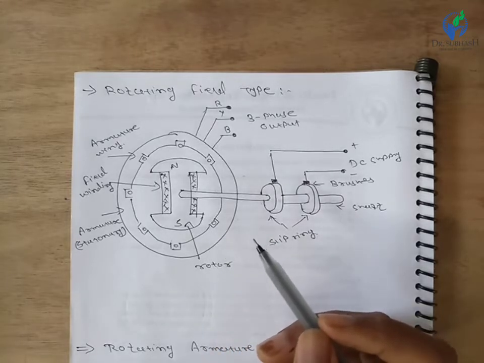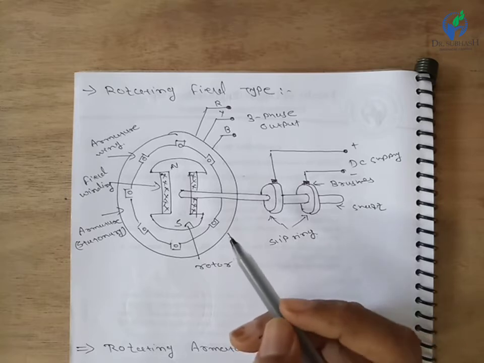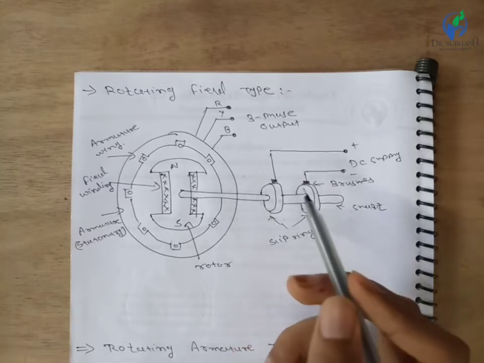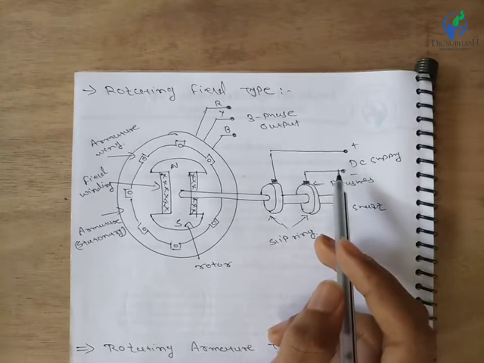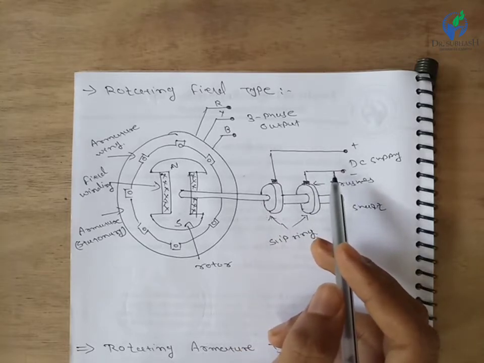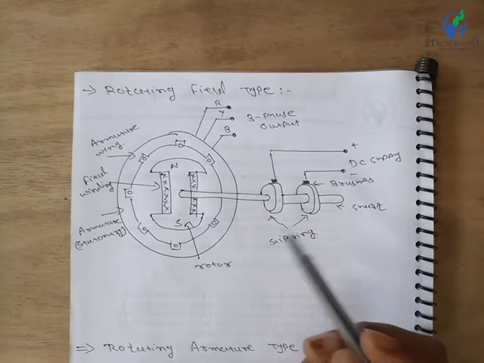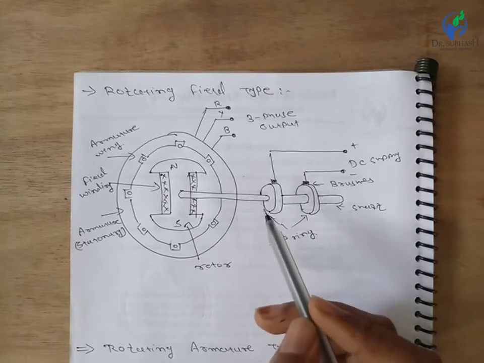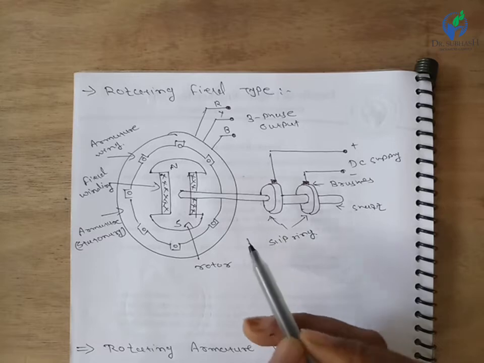The field winding is arranged on the rotor part. The field system is mounted on a shaft, as shown in this figure. The DC supply is needed for the field winding. This DC supply is fed through the slip ring brush arrangement. The field winding connections are carried over the shaft. These connections are properly insulated from the shaft. The field winding connections are given to the slip ring.